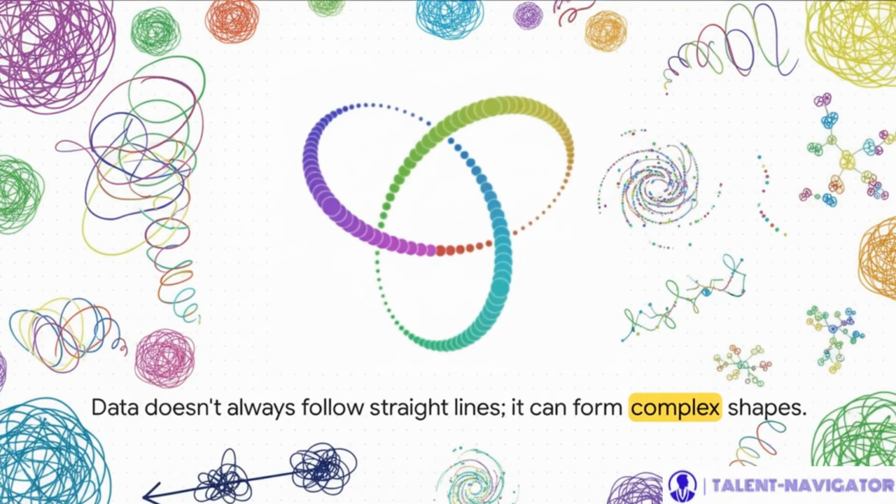Right, because what happens when your data isn't a nice, neat cloud of points? What if it's all tangled up, like these knots and rings you see here? A simple straight line summary from PCA just isn't going to cut it. It won't tell the real story.